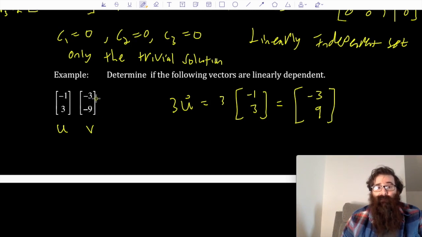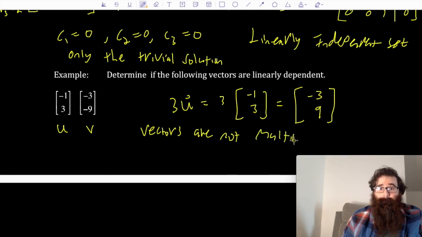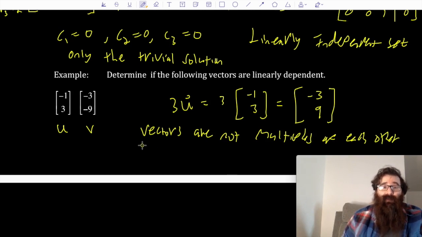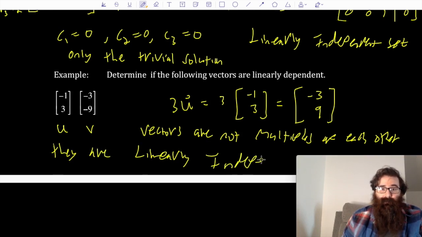Because to preserve the sign of the first entry, I'd multiply by something positive, namely 3. But to change the sign of the second entry, now that scalar weight has to actually be negative to flip the sign. Well, that's not going to work, right? So this means the vectors are not multiples of each other, almost disguised as, but are not. And this means we have a linearly independent set. So we could say they are linearly independent.